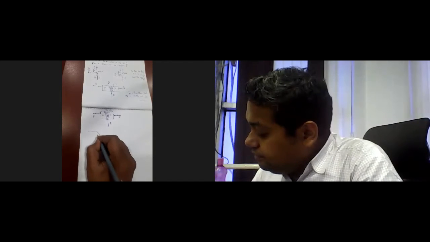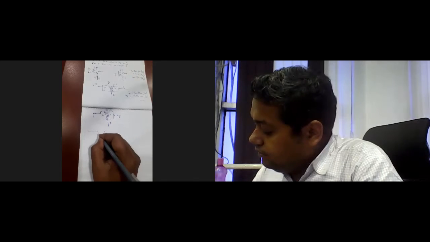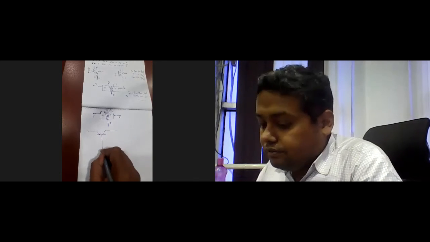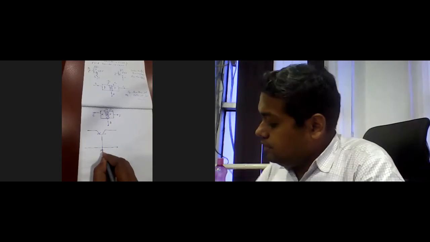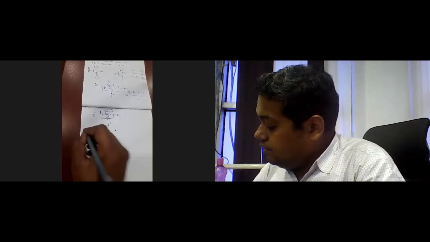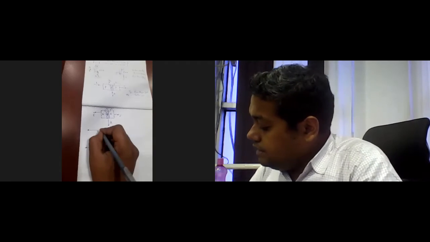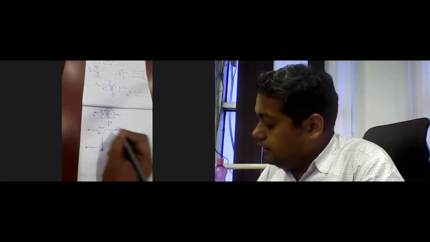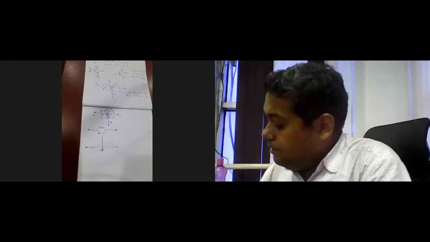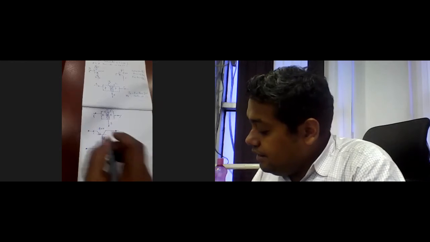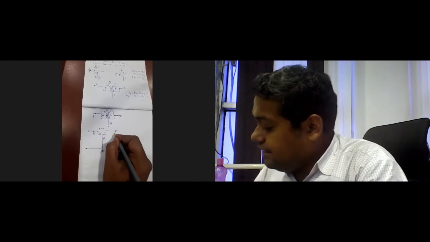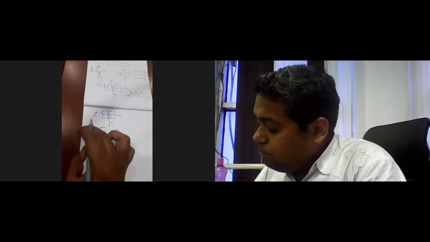Now if we consider the circuit symbol or circuit configuration of these two, this is the PNP type. What is this terminal? Base. Right, base. And what is this terminal? Emitter. And what is this terminal? This is the collector.